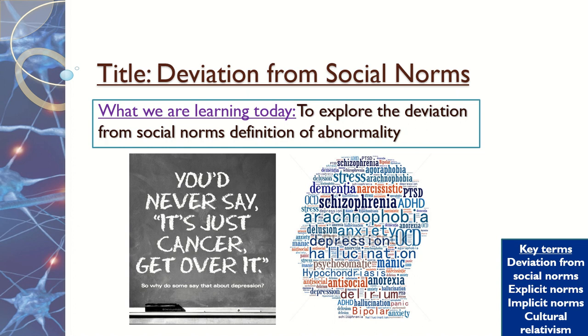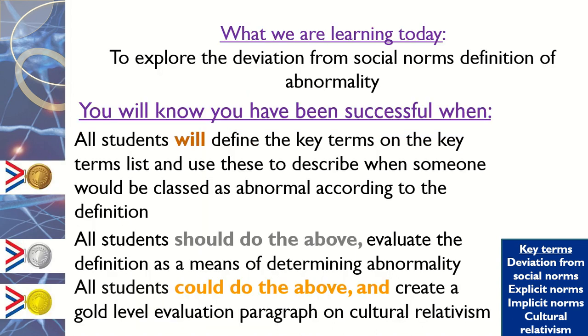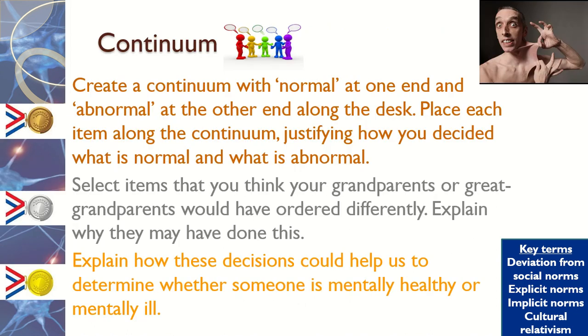So today we're going to be looking at one particular definition, which is deviation from social norms. We're going to look at defining the key terms in social norms and looking at how we can evaluate the effectiveness of this definition. So on the next page are some pictures.